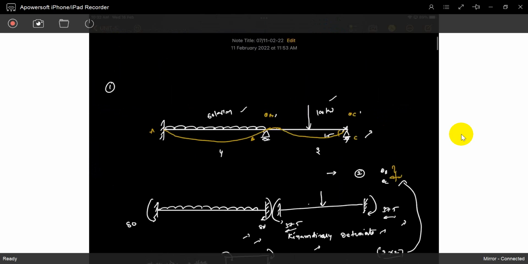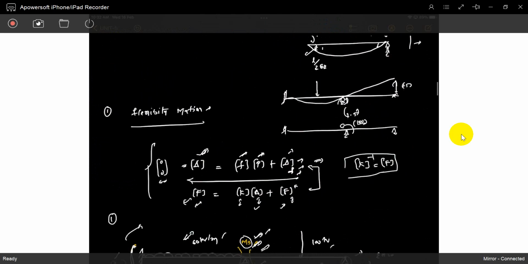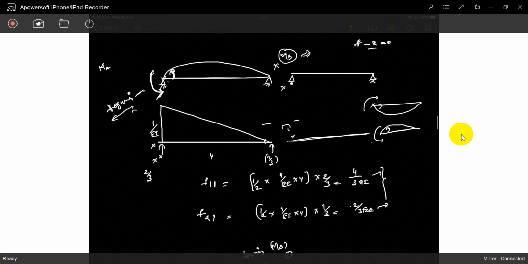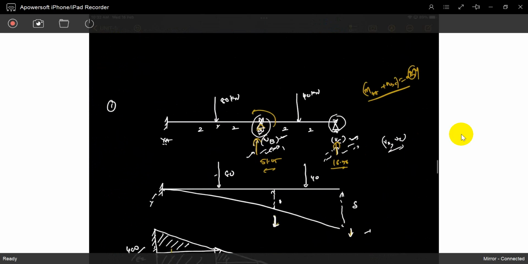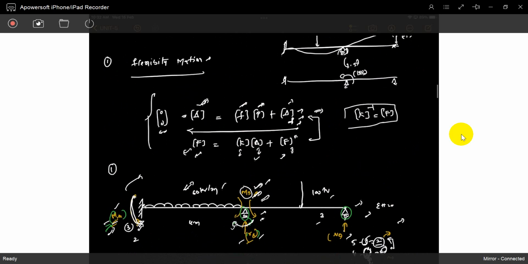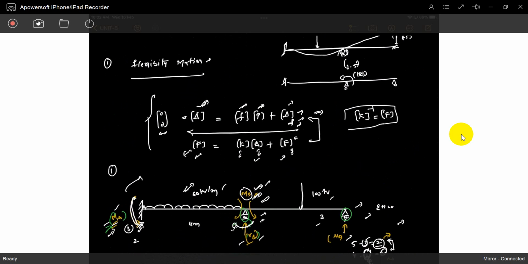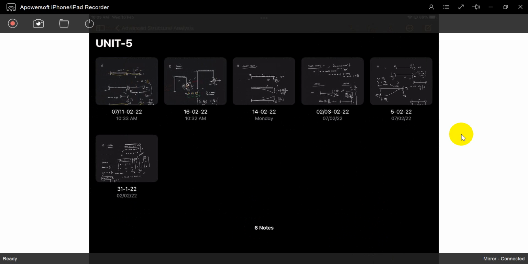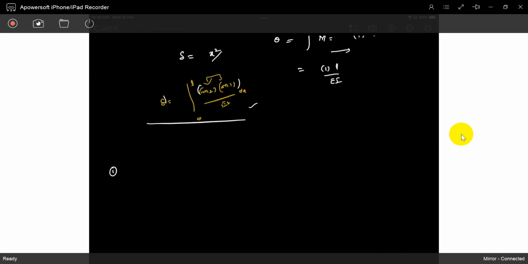See this problem, I did it, and later I asked VB and VC as unknowns to do it. Anyone did it, I don't know, but I asked the same problem with VB, VC taken as unknowns. It has some difficulty, because what is the difficulty? To find out the deflection at this location and this location is difficult. To find out the unit flexibility matrix is not a difficulty, but the free body diagram, to find out the deflection here, is a difficulty. But now it's not a difficulty. How, I will show you, the same problem. Now I will take it.